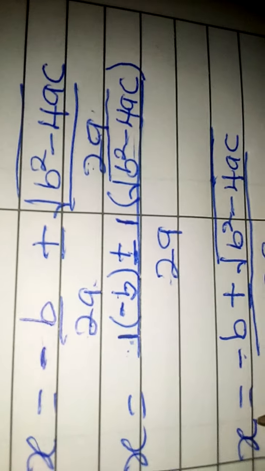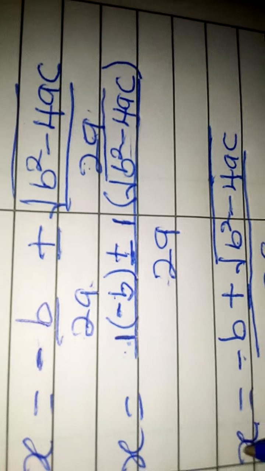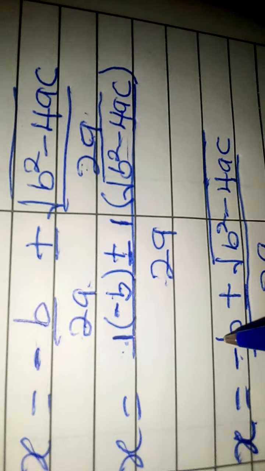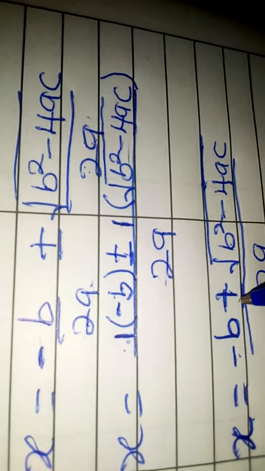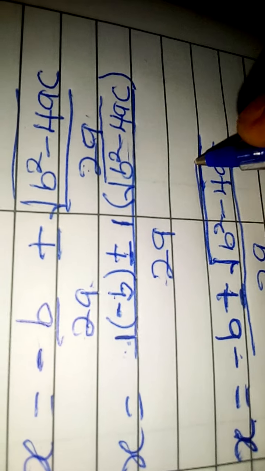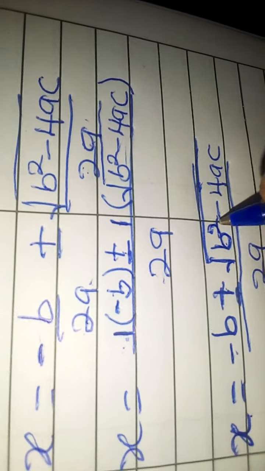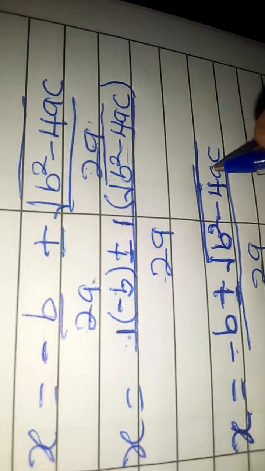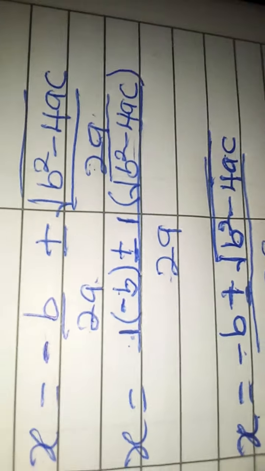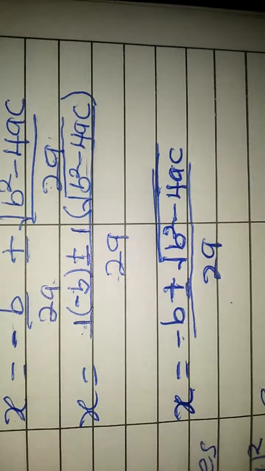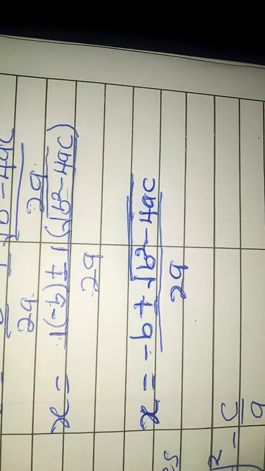So this is what we call the almighty formula, or the quadratic formula, which is used mostly to solve complex quadratic equations.